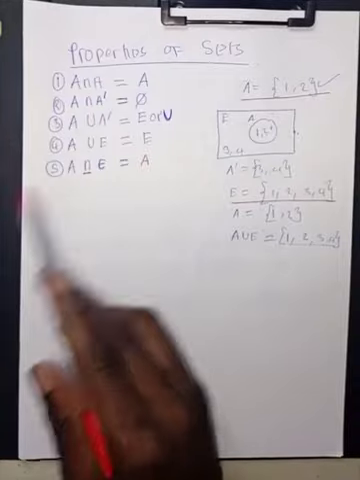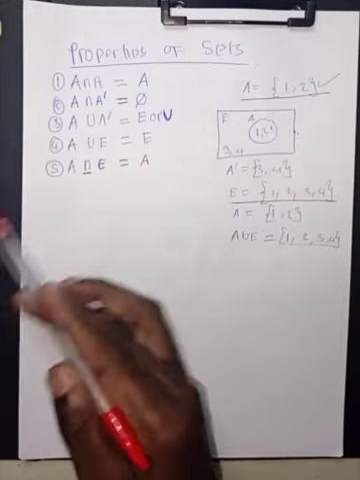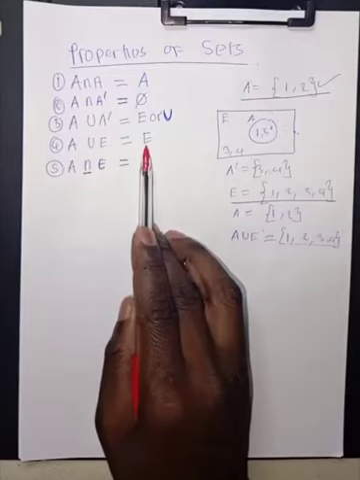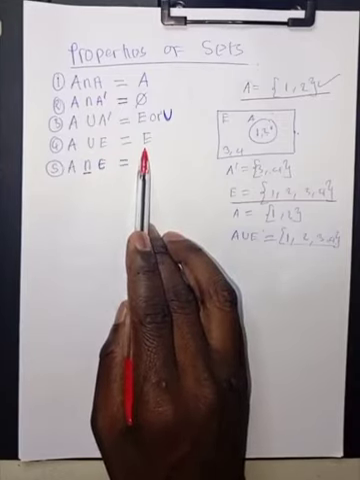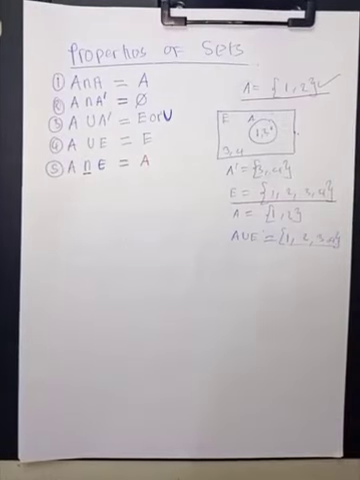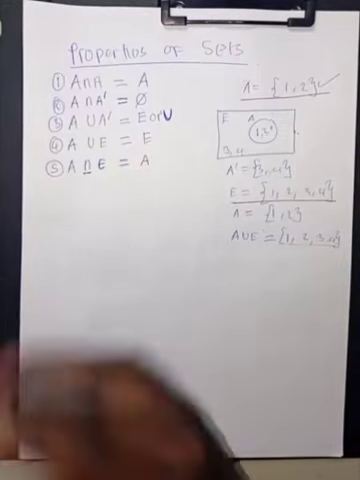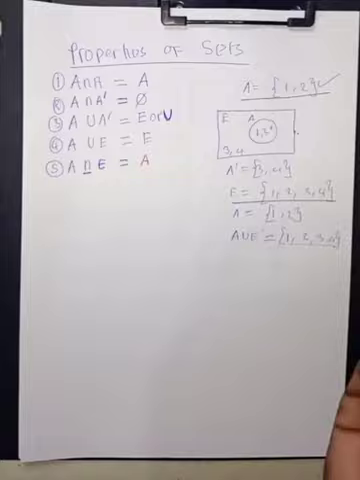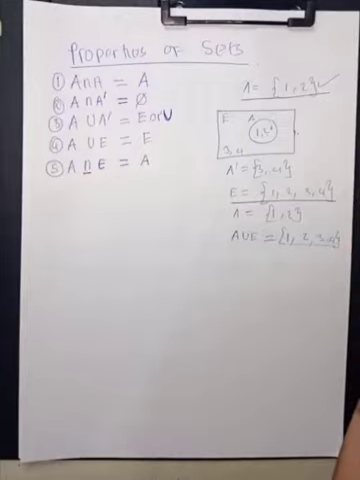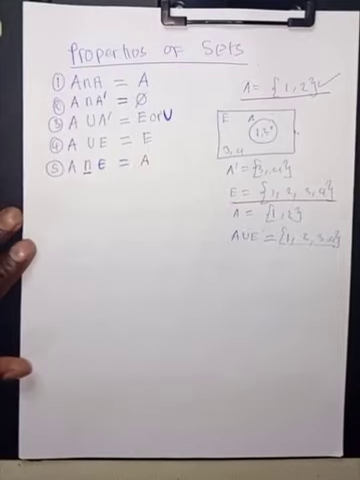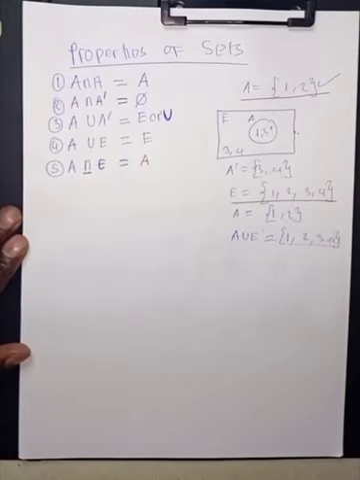And also, if we union any given set with a universal, the answer is the universal. Then if you intersect any set with a universal, the answer is always that same set. So A can be any set, could be set B, set C, set D, whatever set. As long as we intersect it with a universal set, the answer will be that same set. So these are some of the properties that you need to know.